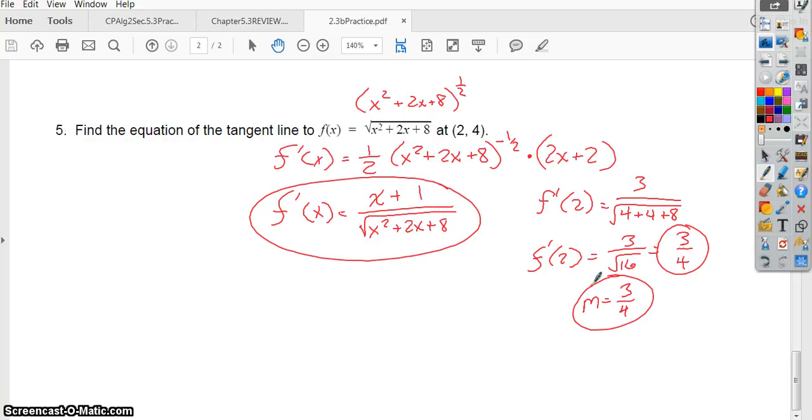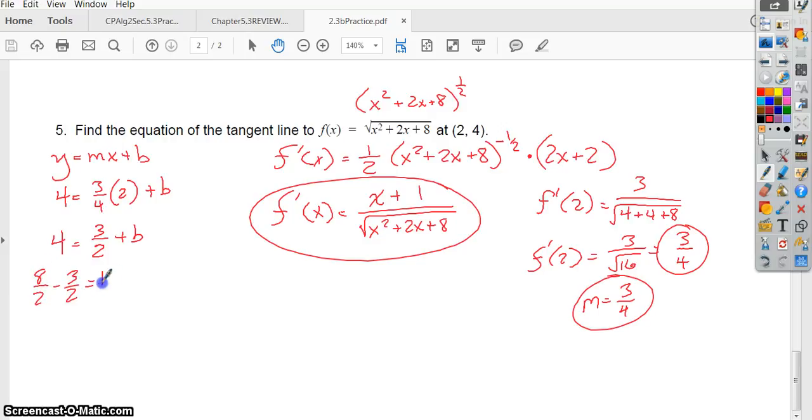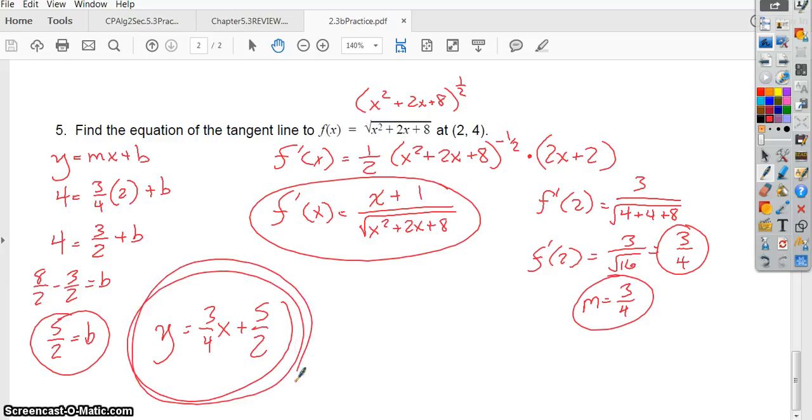I've been given a point. So, find the tangent line. That's y equals mx plus b, because tangent lines are linear. My y value is 4. My slope is 3/4. And my x value is 2. So this is 4 equals 3 over 2 plus b. So I'm going to have 8 over 2 minus 3 over 2. b is going to be 5 over 2. Right? So my tangent line's equation is 3/4 x plus 5 over 2. There's the equation for my tangent line.